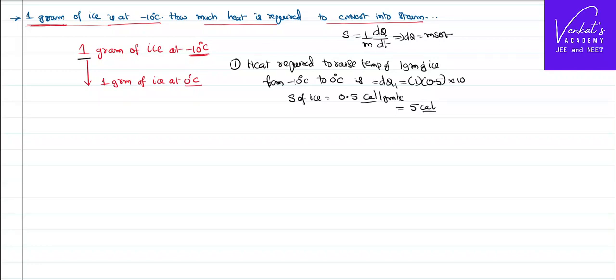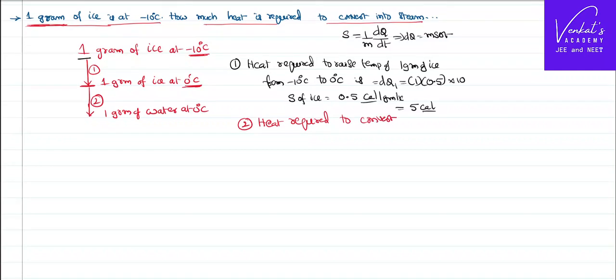Now it has reached 0 degrees centigrade. So first of all, what has to happen is at this 0 degrees centigrade, ice has to convert into water. So 1 gram of water at 0 degrees centigrade has to happen in the second step. This is the second step. So how much heat is required in this case? Let's find out. What we have to find out is the heat required to convert 1 gram of ice.